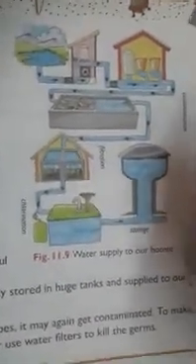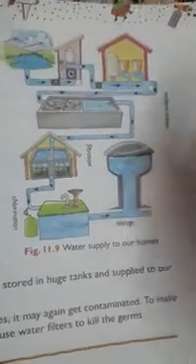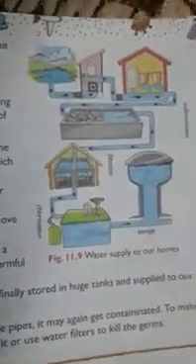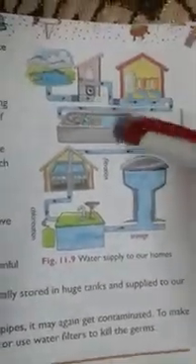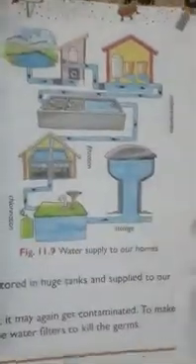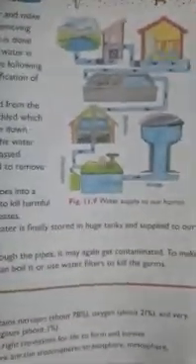Through this diagram, you can see how we get water at our home. Water is supplied to our homes through different mediums, from the pond and lake to the filtering mediums, then to the water storage tank. Then it will be supplied to our houses.